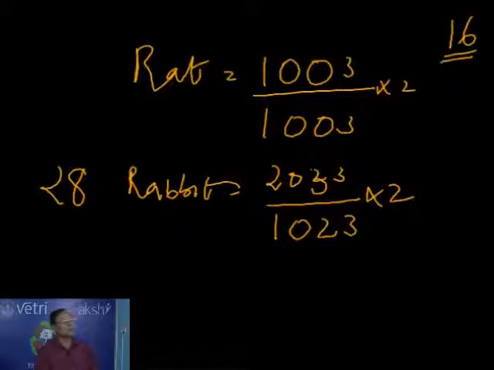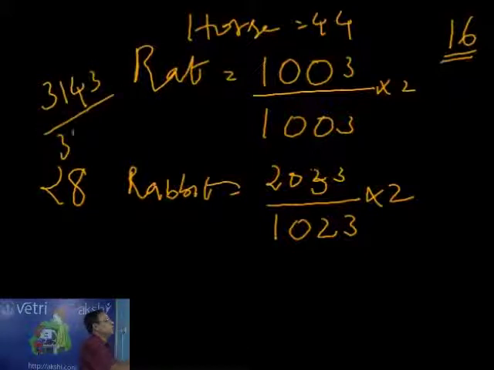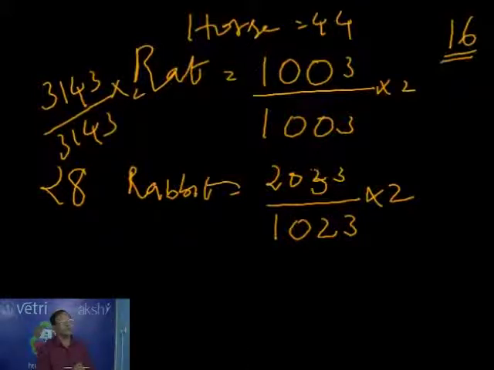Now you can notice one thing: which animal has the largest number of teeth? In the case of a horse, the total number is 44. The most teeth are found only in the horse. They have, for example, 3, 1, 4, 3 in the upper jaw and 3, 1, 4, 3 in the lower jaw, multiplied by 2. So 22 in the upper jaw and 22 in the lower jaw. This is the dental formula for the horse.